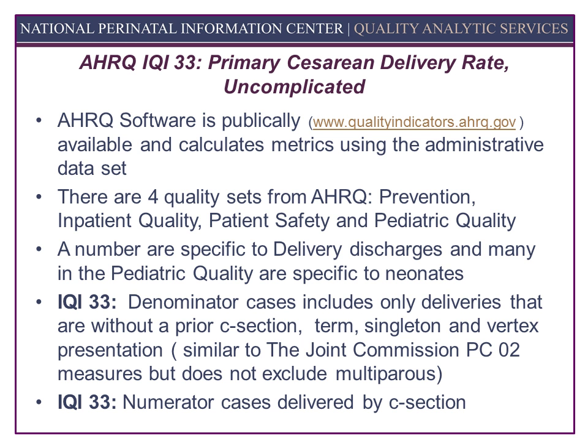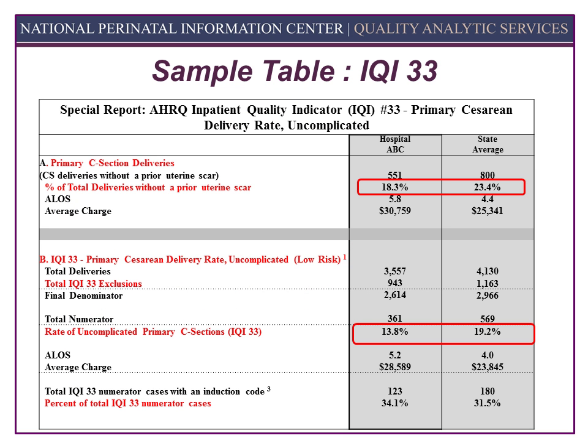Now this may sound very familiar to you, to those of you that are familiar with the Joint Commission PC02 metric. The difference is that this IQI33 does not exclude multips, and that is because most of the administrative data sets do not include parity. So the numerator for this IQI33 metric are those cases from the denominator that are delivered by C-section.